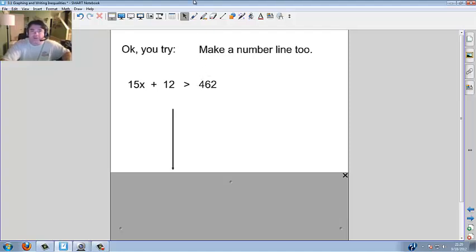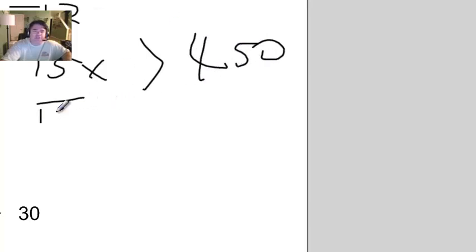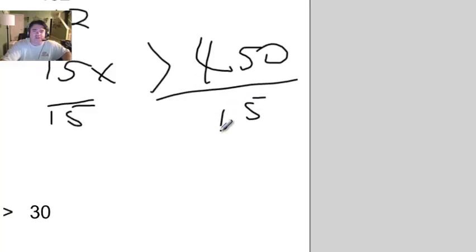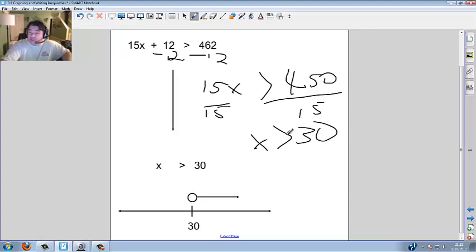Hopefully you had a chance to pause, and let's see what we come up with. Basically, I'm going to minus 12 from both sides like this. And so I'm going to get 15x is greater than, it looks like 450. Then I'm going to divide by 15 on both sides, and x is greater than 30. Action's at 30, but doesn't include it. Open circle, greater than.